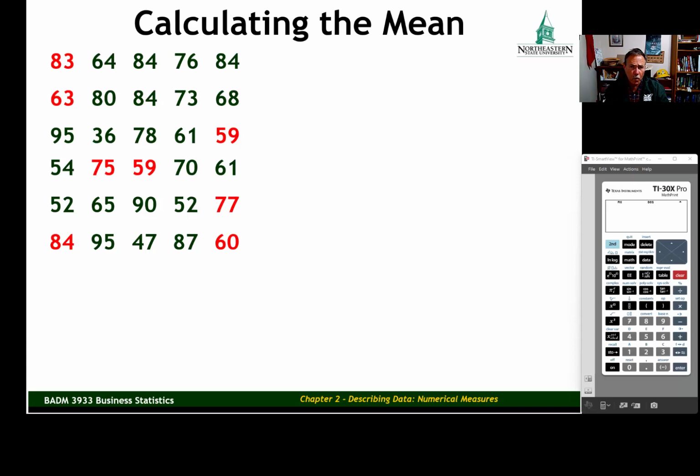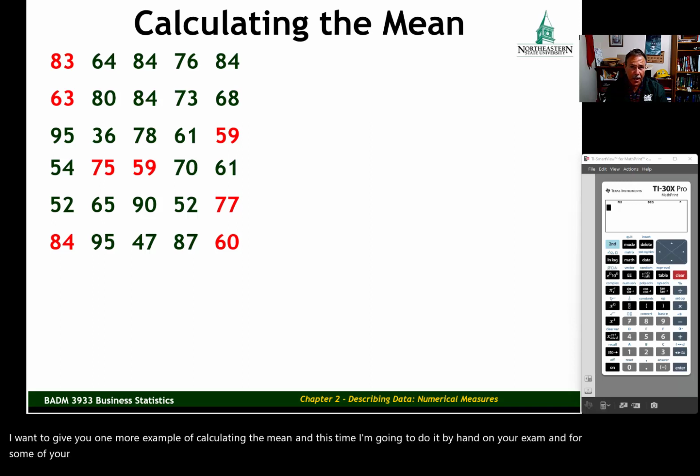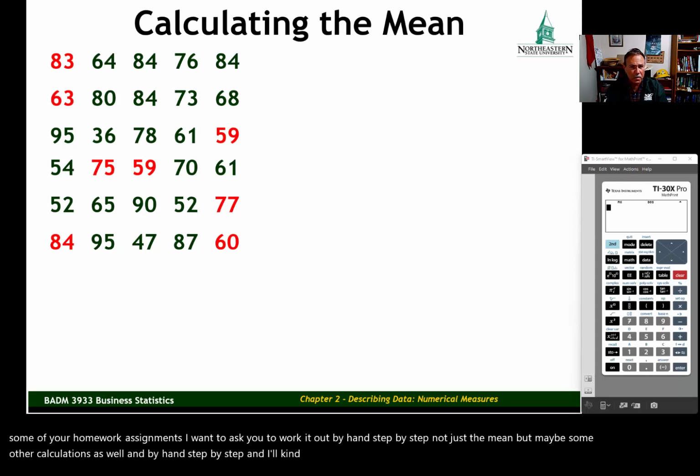I want to give you one more example of calculating the mean, and this time I'm going to do it by hand. On your exam, and for some of your homework assignments, I want to ask you to work it out by hand, step by step, not just the mean but maybe some other calculations as well. Again, by hand, step by step. This is what I want to see in your work that you turn in, and what I would like to see on the exam when you show your work.